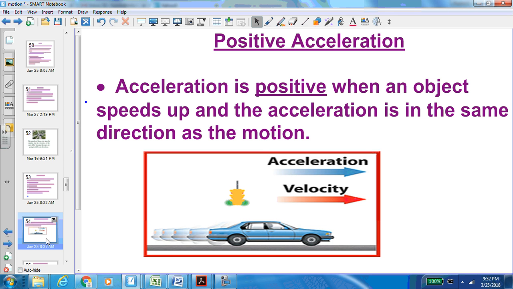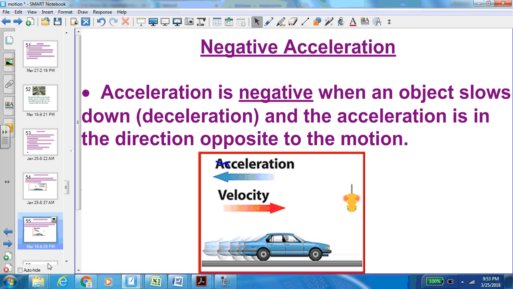Acceleration is positive, first of all, if the object is speeding up, and the acceleration will be in the same direction as the motion, which you can see here in this picture. Acceleration can also be negative. It's negative when the object slows down, which is also referred to as deceleration, and the acceleration is in the direction opposite to the motion. So think about if you were stopping or slowing down, then your acceleration is going to be opposite of the motion of the object.